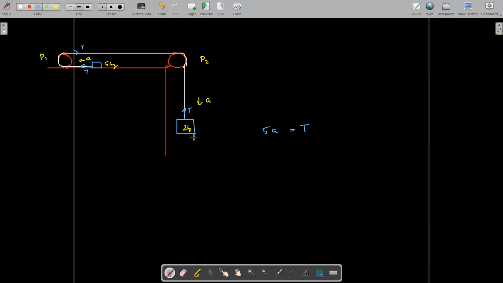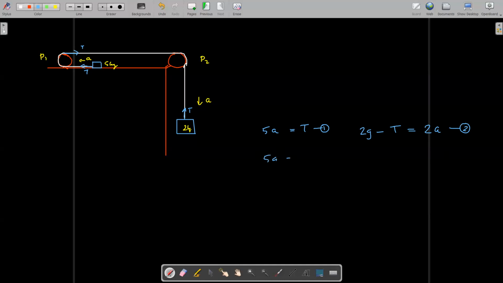there we will have to consider the downward force as well, right? That is what makes it move. So in the second case, there is 2g acting downwards. Okay, that minus t will give us 2 into acceleration, right? So we have these two equations, and from these two we can find out acceleration, right?